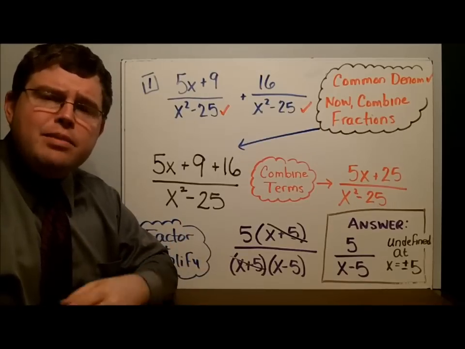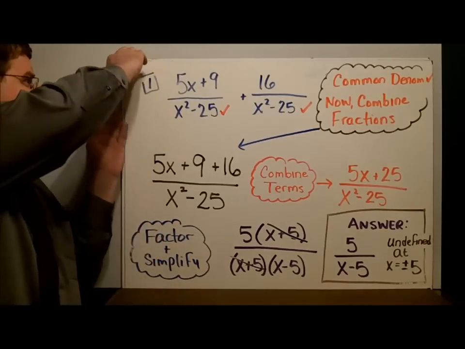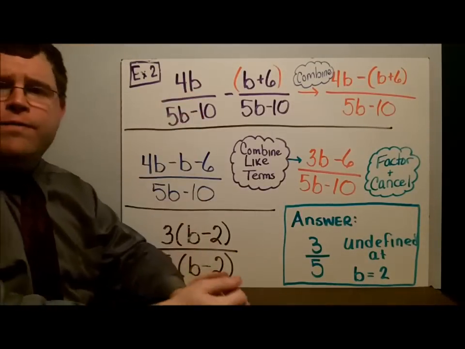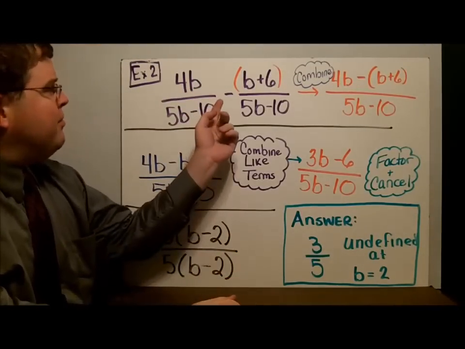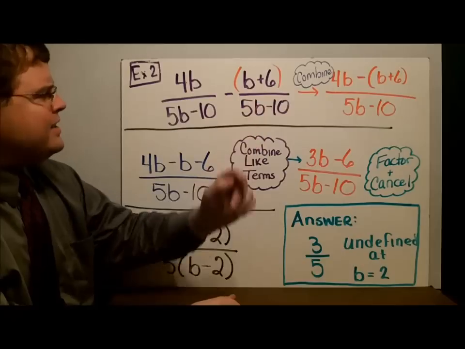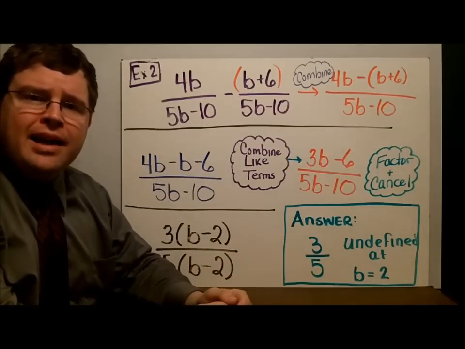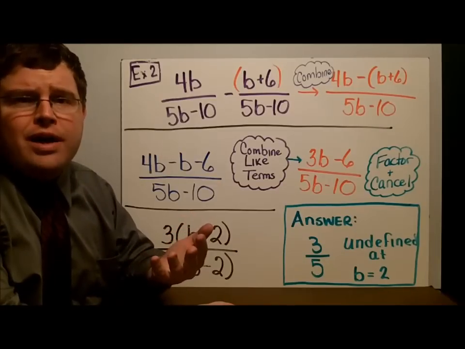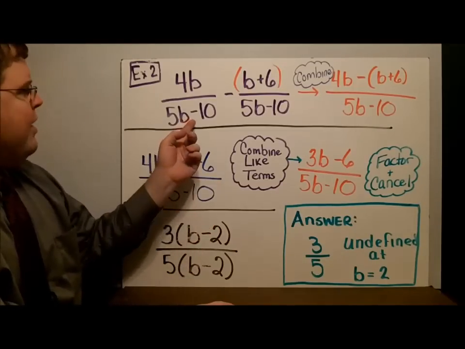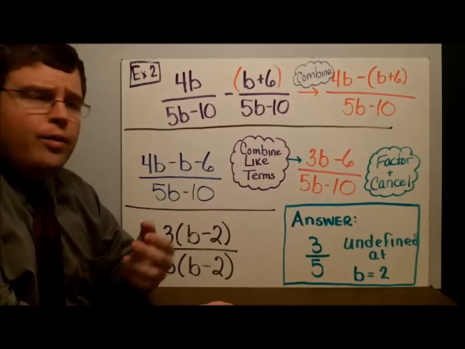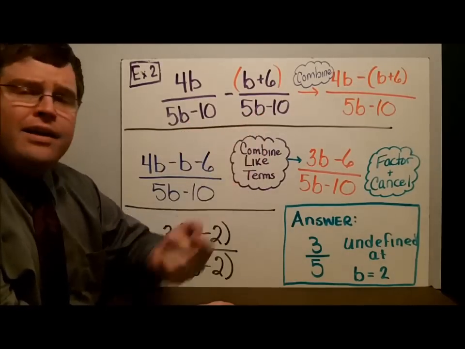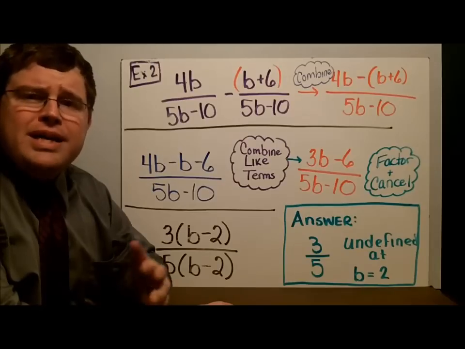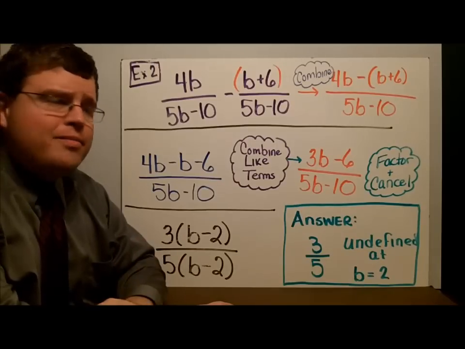Example 2 is very similar, but with subtraction. Let's take a look at that. Here we have 4b over (5b minus 10) minus (b plus 6) over (5b minus 10). I saw we had subtraction. The first thing I thought is, oh boy, I hope I have a common denominator. I look down here, and lo and behold, I do. 5b minus 10, 5b minus 10. Once again, my life is a whole lot simpler because I already have that common denominator.